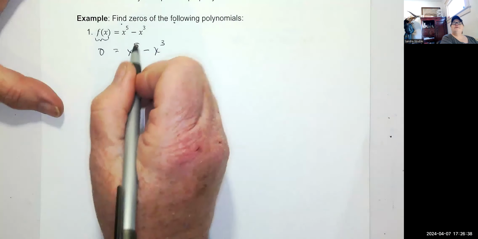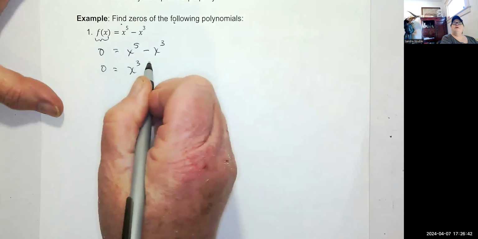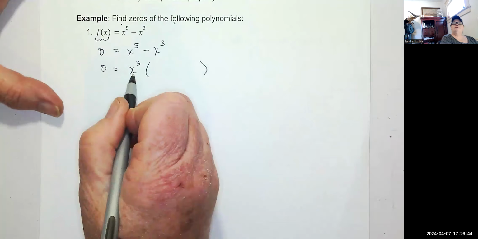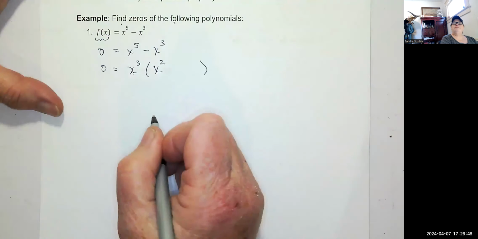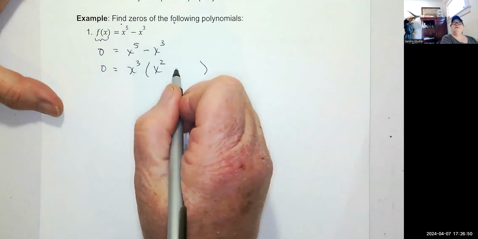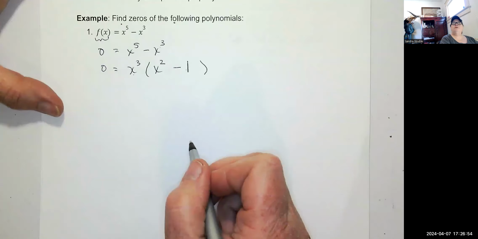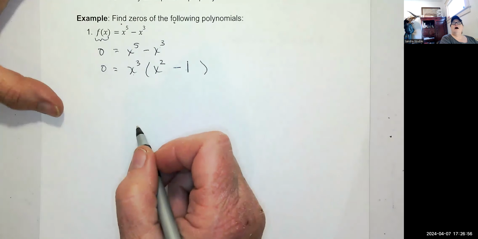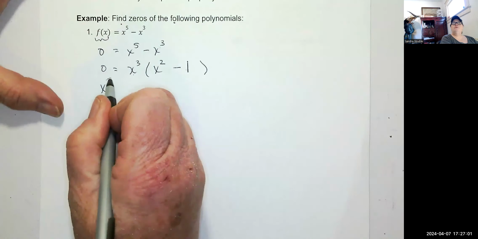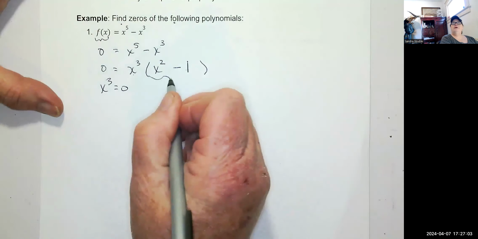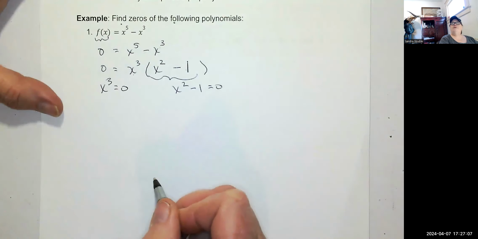All right, we've got x to the fifth minus x cubed. They have x cubed in common. So I'm going to factor that out. When I factor out x cubed from x to the fifth, that leaves me with x squared minus 1. X cubed times negative 1 is negative x cubed. All right. So I'm going to set this equal to 0, x cubed equal to 0. Take this binomial and set it equal to 0. And I'm going to solve for x.